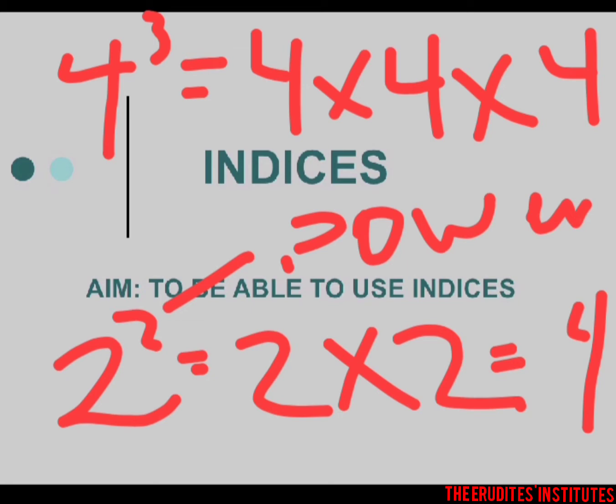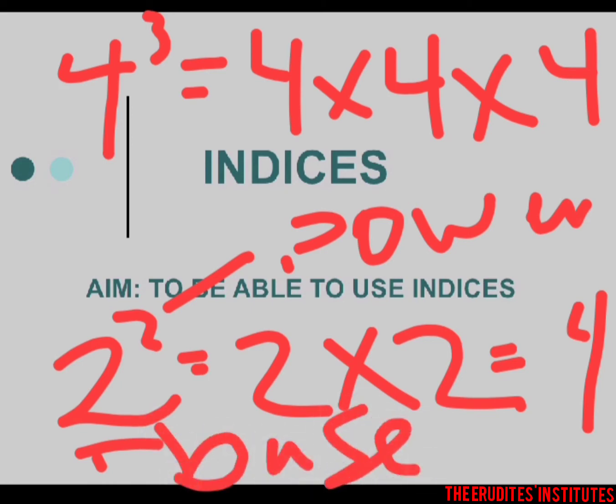This can be referred to as the power. It can also be referred to as the index or the exponent or the degree. And then what we have down here is what we refer to as the base. So now we are going to look at some properties of an index notation.